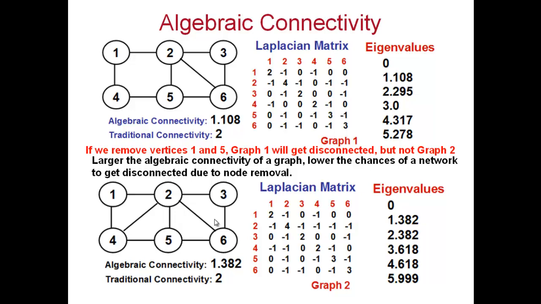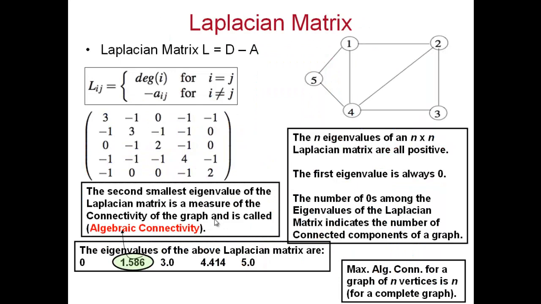Okay. So we have a measure called algebraic connectivity that captures this, and that is computed using the Laplacian matrix of a given graph. So first we need to look at what a Laplacian matrix is. A Laplacian matrix can be computed from the adjacency matrix using this approach. I say D minus A. D is the degree matrix, which I'll soon come to what it is, and A is the adjacency matrix.